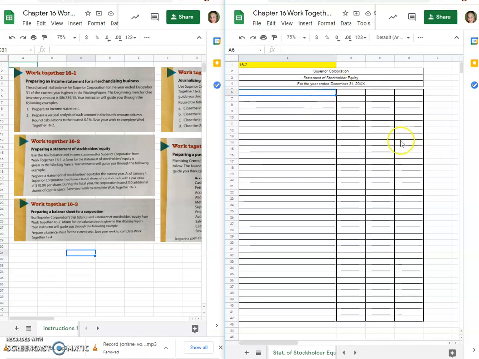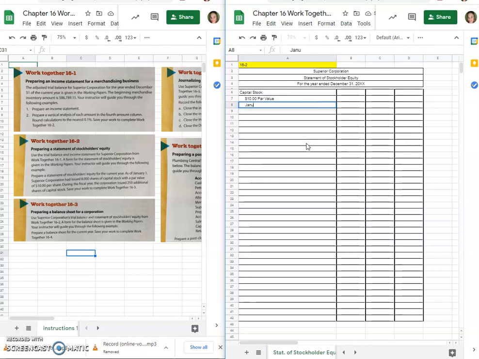All right, so first part is for capital stock. So you type in capital stock and then indent a little bit, and we need to write the par value. So our problem down here tells us 8,000 shares of capital stock with a par value of $10. So we'll type in par, $10 par value.